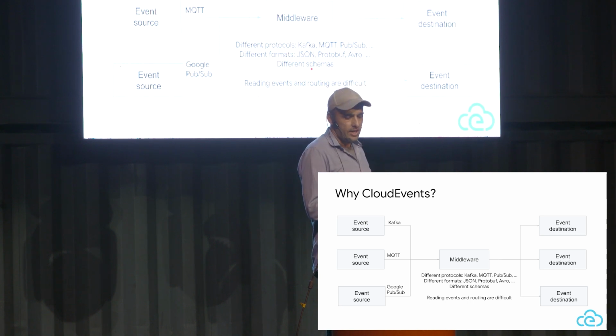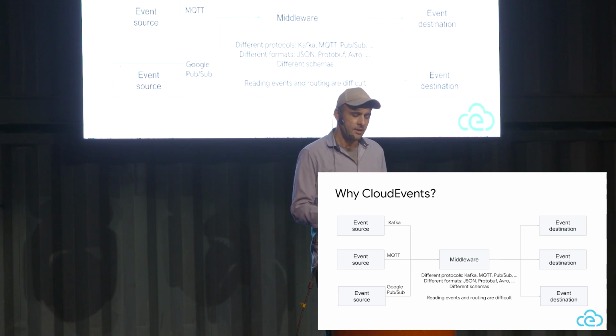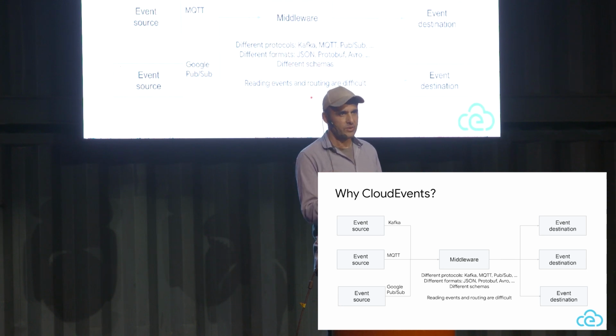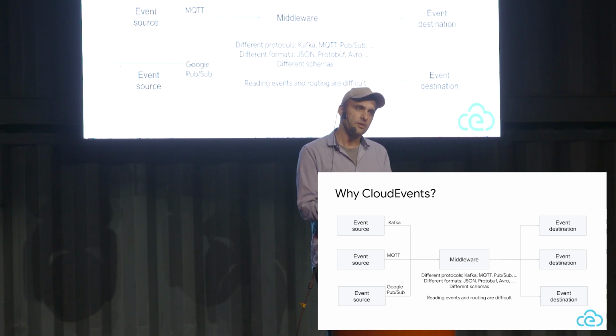The message might be in JSON. It can be the more efficient protobuf. It can be Avro, right? And these messages can have different schemas. So reading events and routing ends up being quite difficult at every hop. And that's the problem that CloudEvents is trying to solve. It's trying to give us a common way to describe these events so that we don't have to think about every single time, like what kind of event it is, how do I read it, how do I route it.